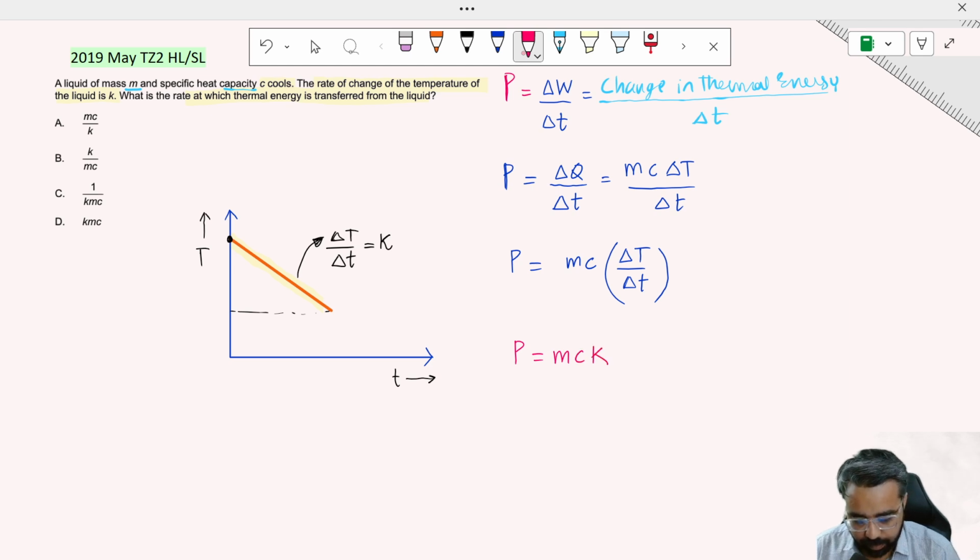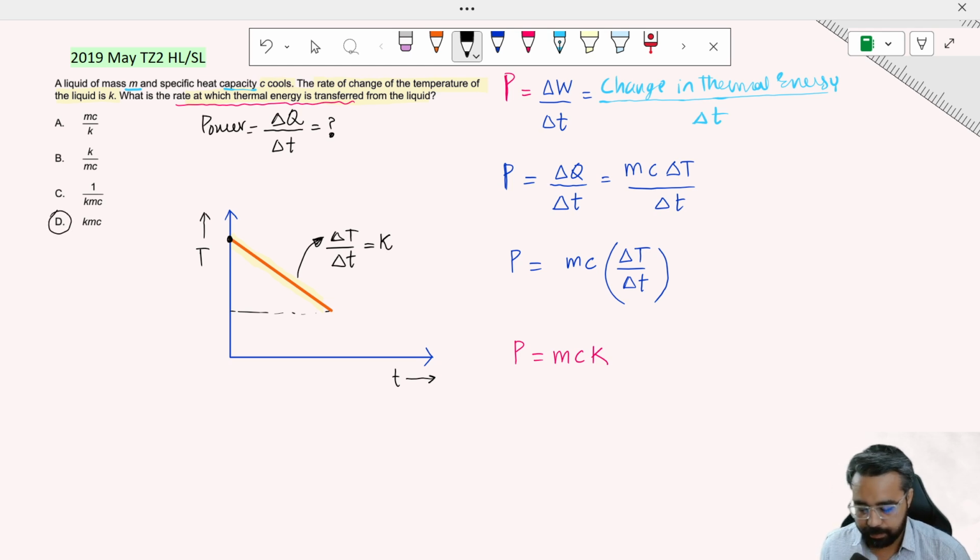So that's what they were asking, the rate at which thermal energy is transferred. It doesn't mean that you have to find out the Q. It means that you have to find the rate. Rate means how fast or slow you are taking heat out of the system, which is obviously the power. So our answer is, dear students, option D. I hope you understand.